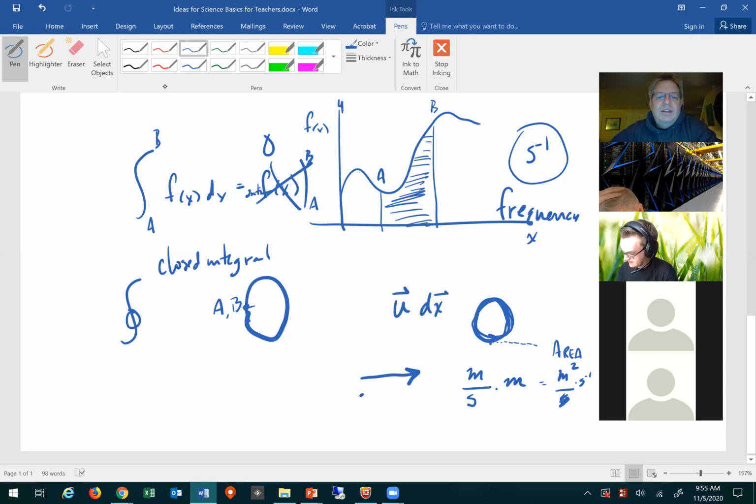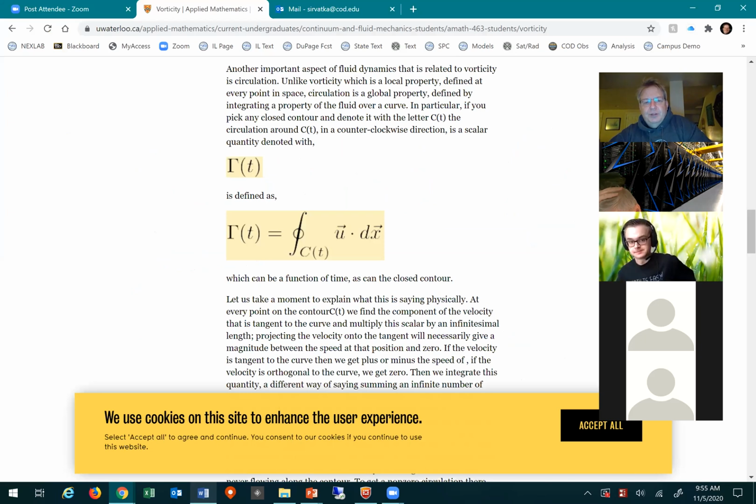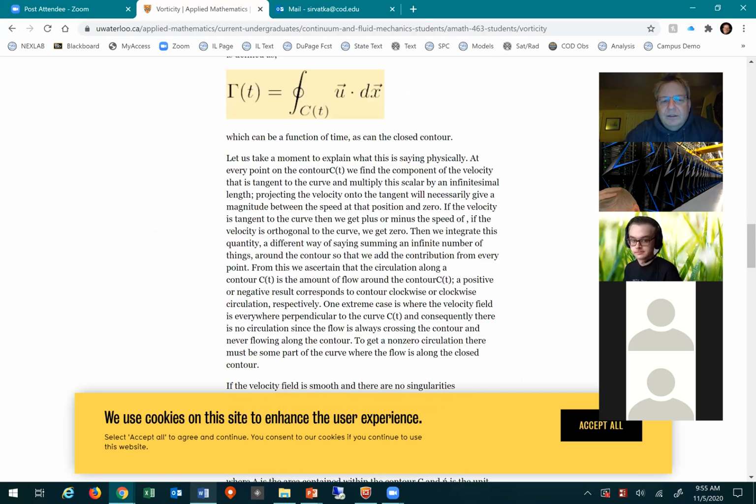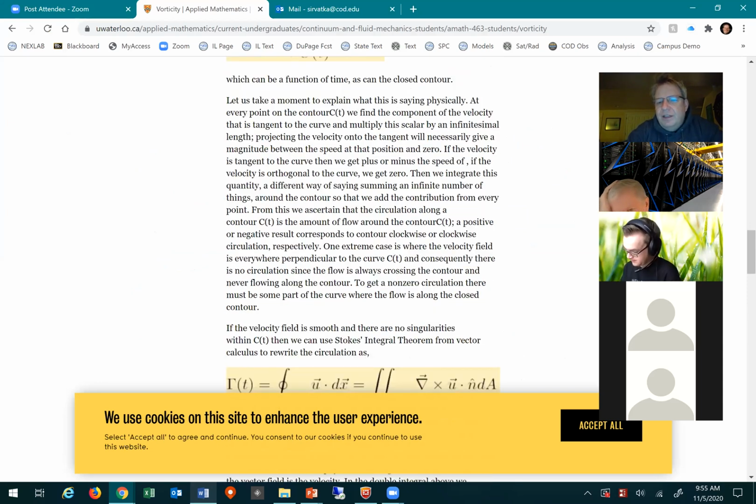So what do you think the unit of omega is? Hertz. Hertz per second. So here, go ahead and read this. Nick, you do a good job. Let us take a moment to explain what this is saying physically.